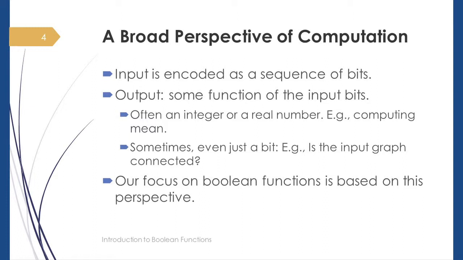So when you're computing, say, the mean of bits, that's a typical example you can think of as an example of a Boolean function, but you could also have, and this happens a lot, a Boolean function whose output is just a single bit. Here is a naturally occurring example. You're given a graph and you're asked whether the graph is connected. And just to remind ourselves, that means we are asked whether there is a path from every node in the graph to every other node. If it's not, we return a value 0. If the answer is yes, we return a value 1.